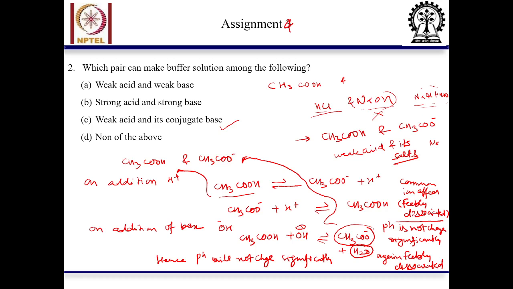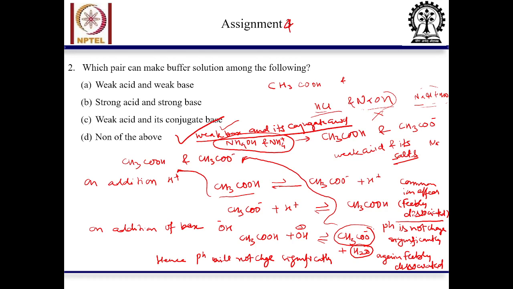Is it correct? Has everyone understood how the buffer action works? The other way around, if we have a weak base and its conjugate acid, it will also work as a buffer solution. So you can go and try ammonium hydroxide and ammonium ion, right? This will act as a buffer, so you can practice what happens if we add the acid, what happens if we add the base, and how the pH is resisted in this.